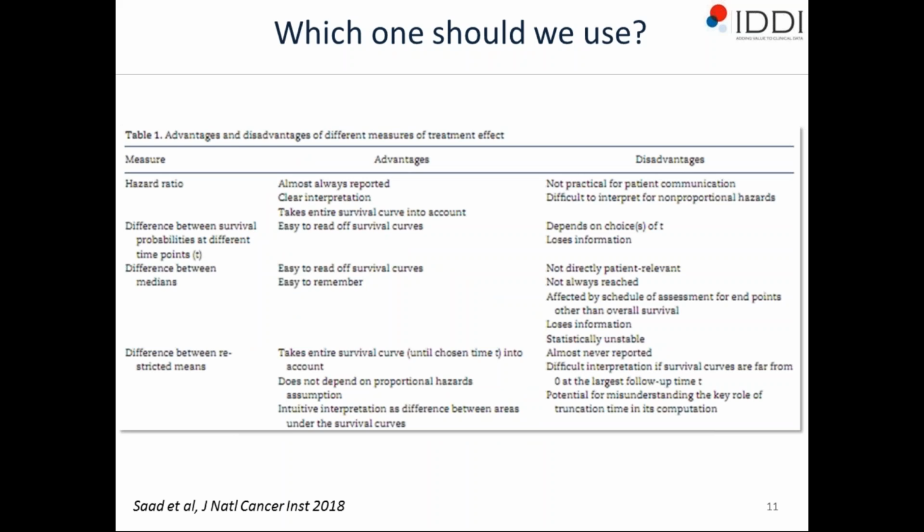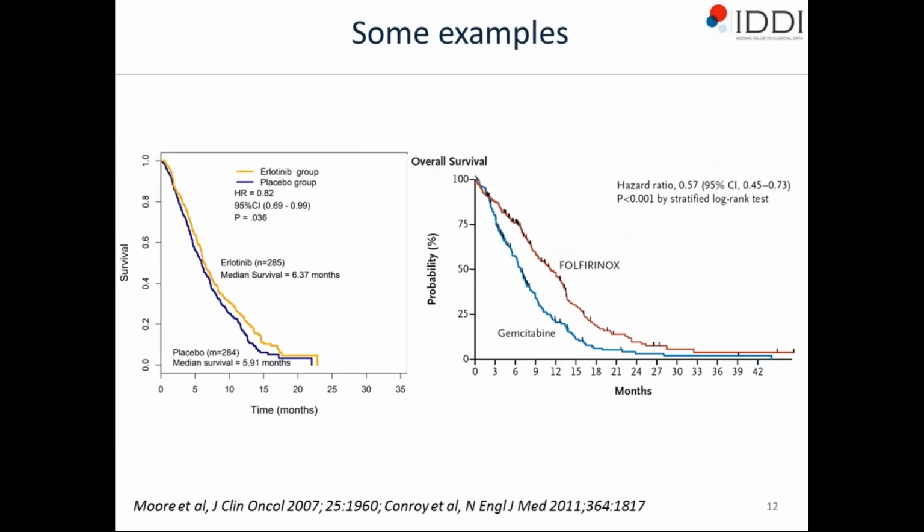In a recent paper, we put them together in terms of their advantages and disadvantages. I won't go into the details, but it's clear that they all have advantages and disadvantages. And in a few minutes, it will be clear that for the sake of assessing treatment benefit, they are not very good. So which metric should we use considering the ones that we have?